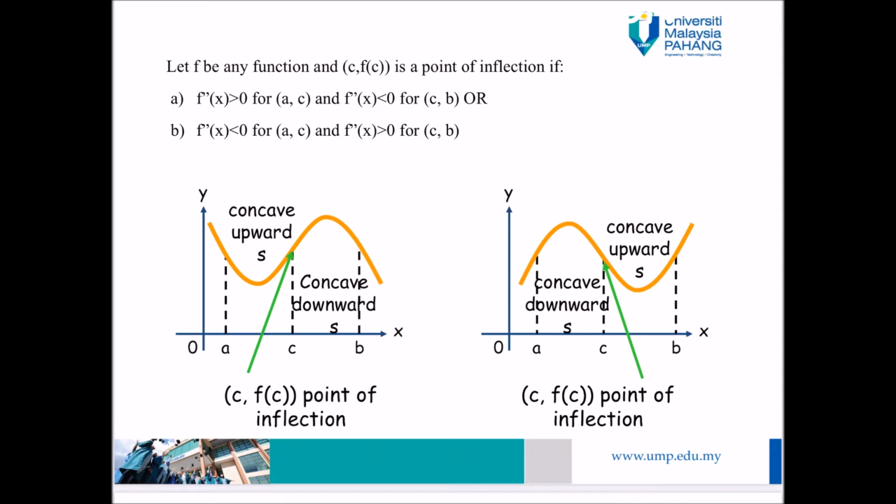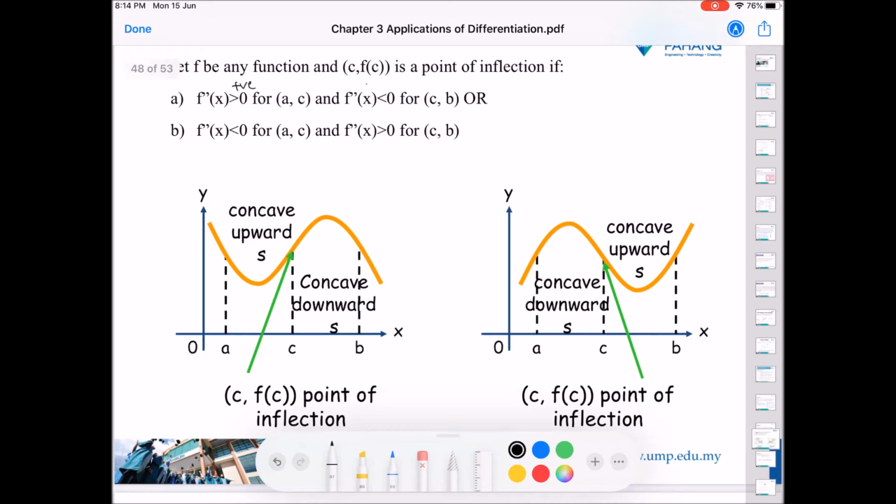Let f be any function and (c, f(c)) is a point of inflection if f double prime greater than 0 for a to c and f double prime less than 0 for c to b, or f double prime less than 0 for a to c and f double prime greater than 0 for c to b. Means it changes sign: greater than 0 means positive, changing to negative, and here from negative changing to positive. So your point of inflection is this c.